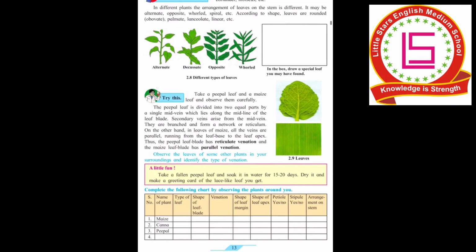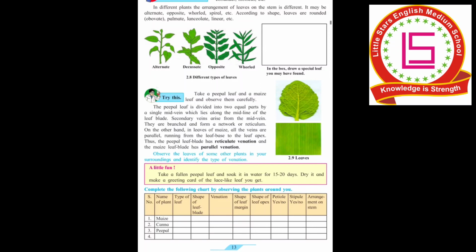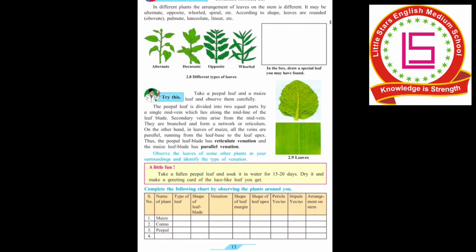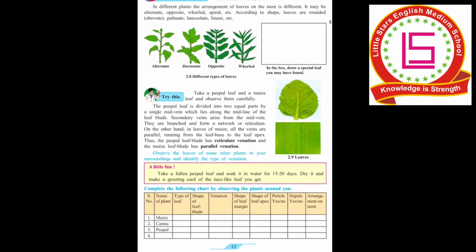Just below that there's a chart given which you have to complete. I'll tell you afterwards what you have to do for this. For now we'll just skip it. So now we'll see the next page.